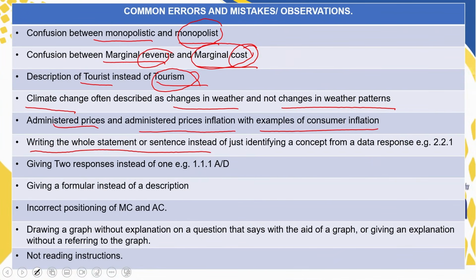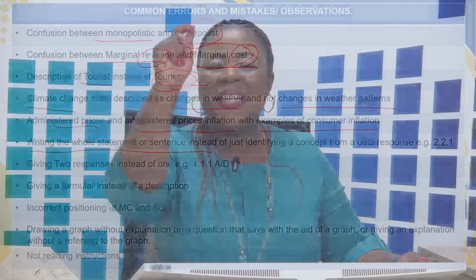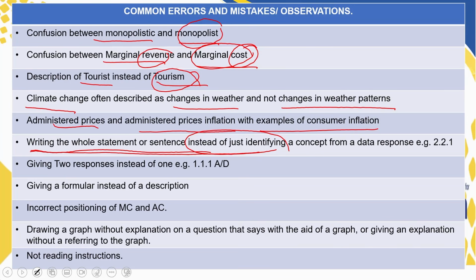Another problem that we see, especially in the data response, is writing the whole response. You have been given a case study. Now the first question says, identify an economic concept in a sentence from the case study. Then the learners will write the whole sentence instead of just identifying the economic concept that we are looking for from the data response. That is a problem that we often see.